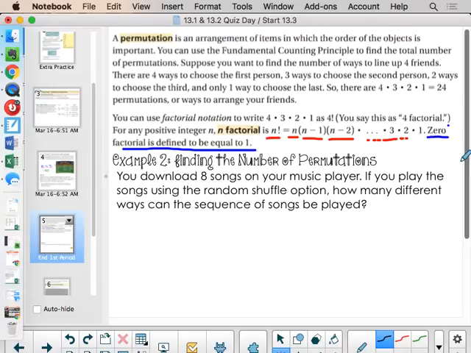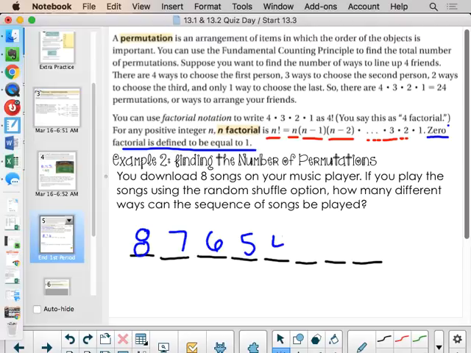You download 8 songs on your music player. If you play the songs using the random shuffle option, how many different ways can the sequence of songs be played? So we have to play a song first, play a song second, play a song third, fourth, fifth, sixth, seventh, and eighth. So I have 8. 64. All right, y'all really just steal my thunder in this class. So how many ways are there for the first song we've chosen? 8 ways. How many ways for the second song we've chosen? Then 7, 6, 5, 4, 3, 2.